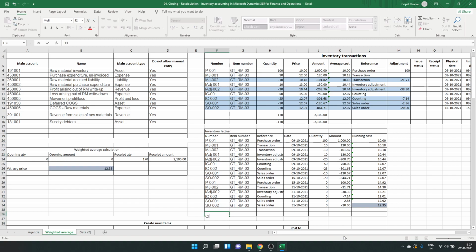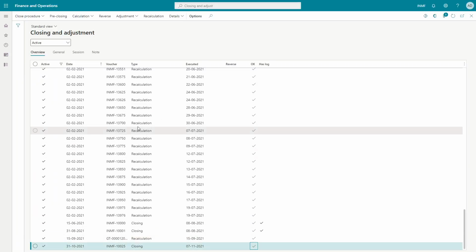My closing stock is the sum of all quantity and the sum of all amount, and my closing stock value should also be equal to my weighted average price, 12.35. Now let's check in the system what has happened. This is the closing and adjustment which is posted right now. Let's analyze the voucher.